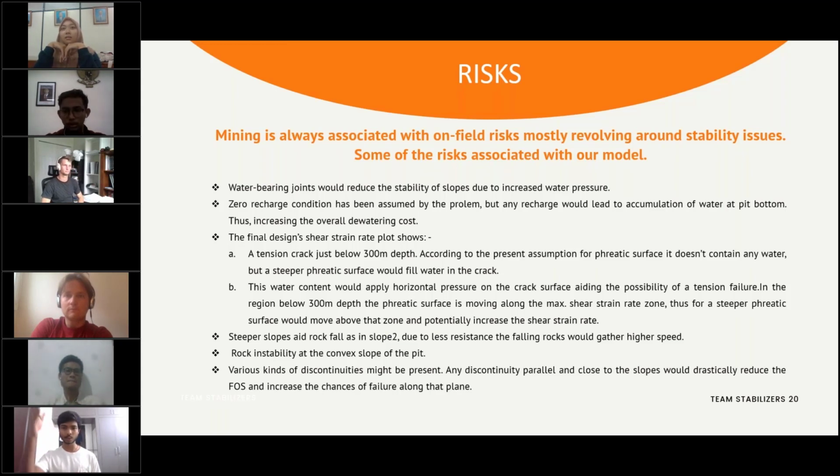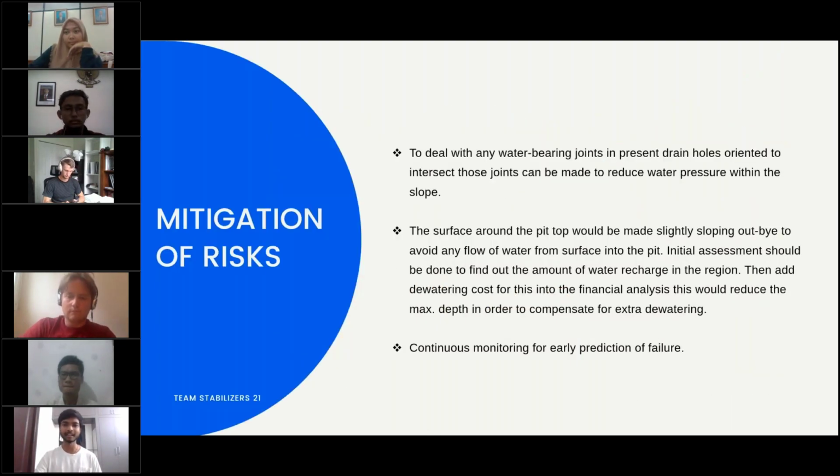Steeper slopes, like the slope of slope 2, which went to 60 degrees plus, would cause less resistance to falling rocks, which would speed up and cause potential damage. Rock stability at the convex slope of the pit might be unstable, and if any discontinuity is present, they would cause potential failures. Considering these risks, we are adding some mitigations.